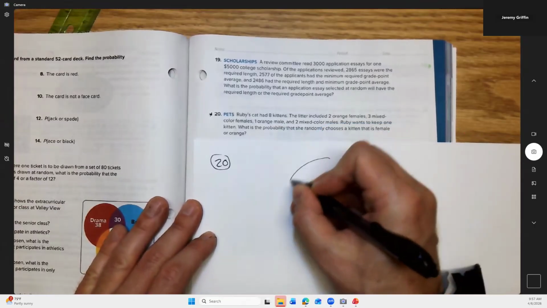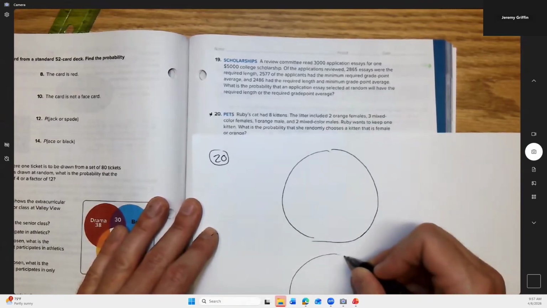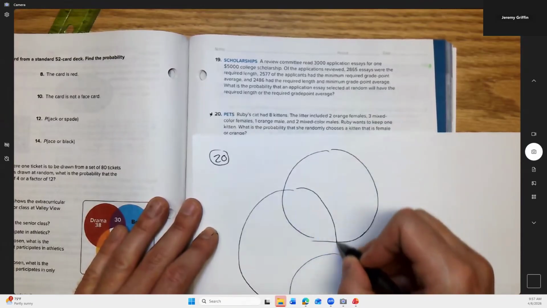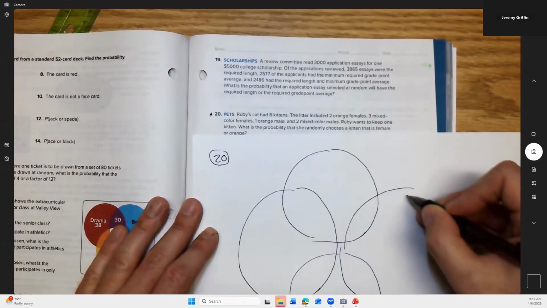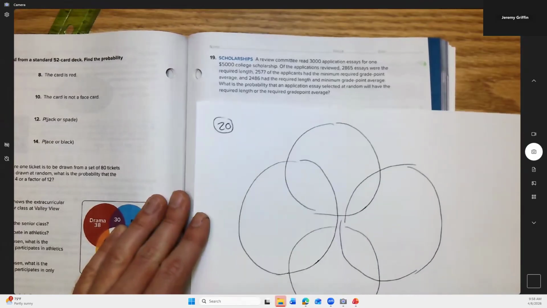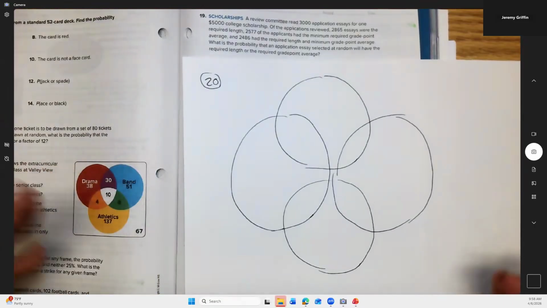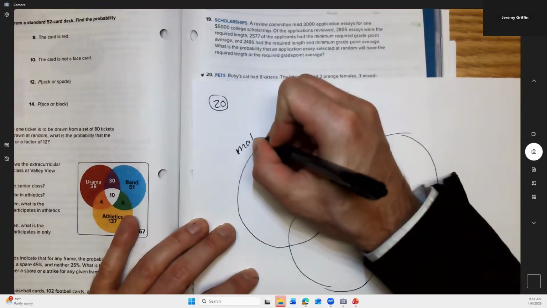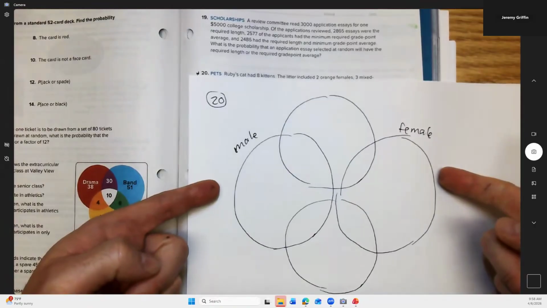So, one trick is to figure out how to draw the Venn diagram. What I'm thinking is, go ahead and draw what I would draw, and I'll explain why I'm drawing it this way. You can see how these circles overlap in some ways and not other ways. One distinction is going to be either male or female, and there would be no overlap between the male and the female.